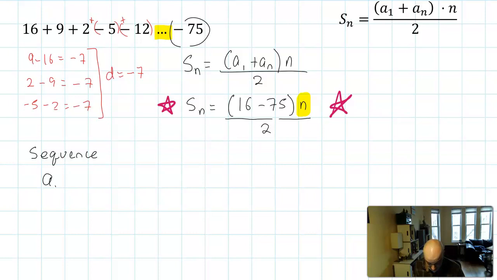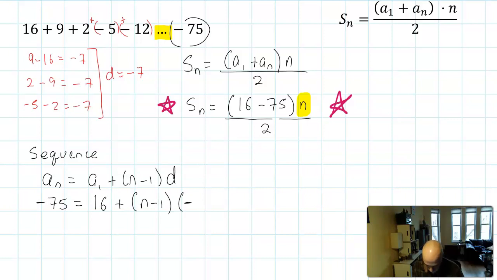So the arithmetic sequence is an equals a1 plus n minus 1 times the difference. And now we know some stuff. I need to know n when an is -75. So -75 is equal to 16 plus n minus 1 times the difference, which we found earlier to be -7. And if we hadn't already found it, this would be the time when you would go find the difference by subtracting some consecutive terms. Now it's just algebra. We have everything except n, which is what we need up there. So let's solve for it.